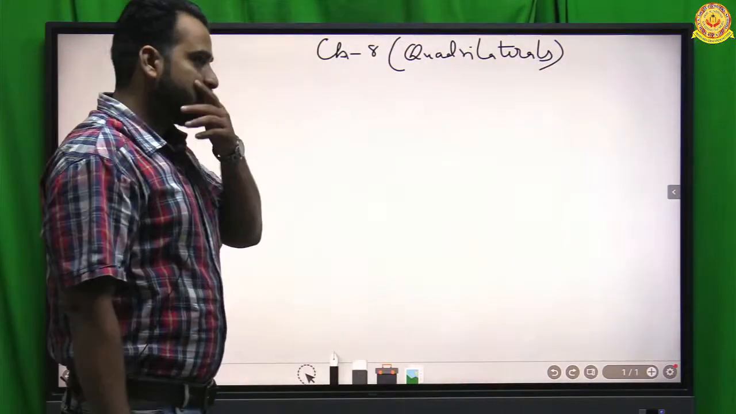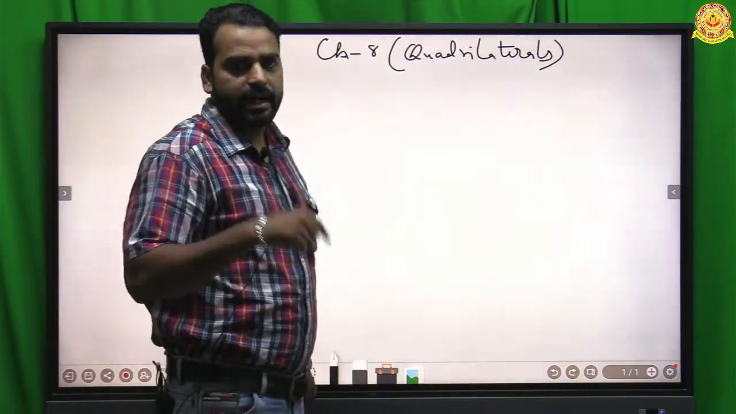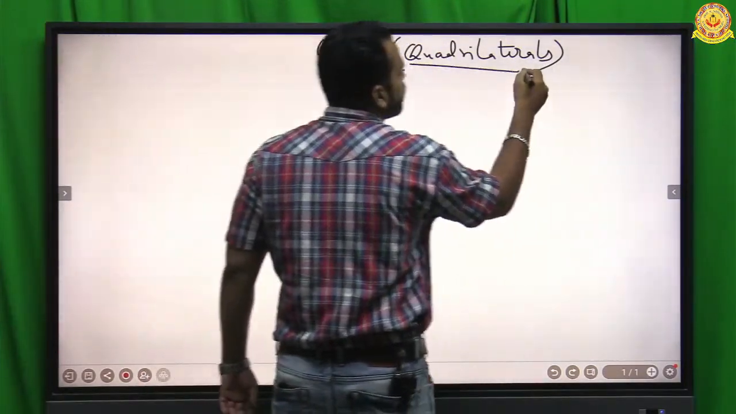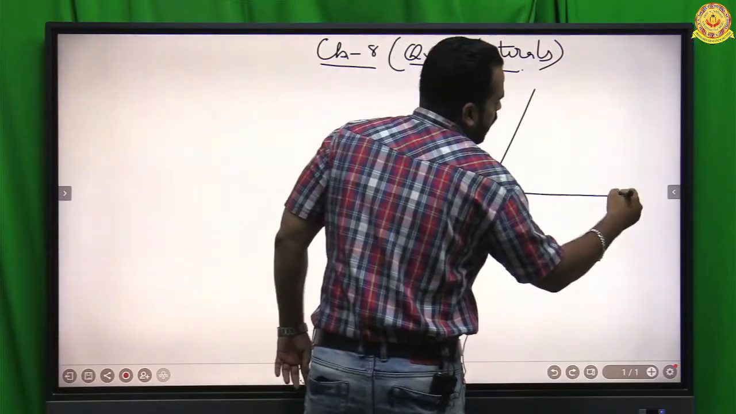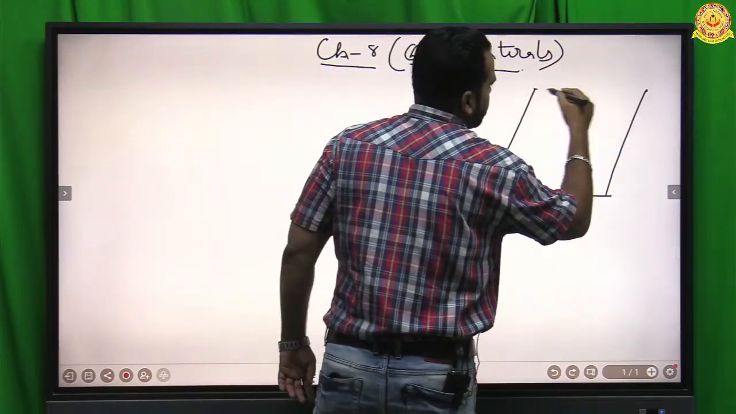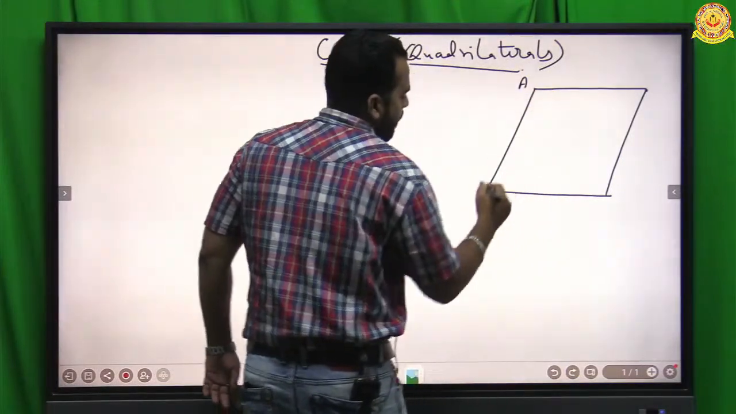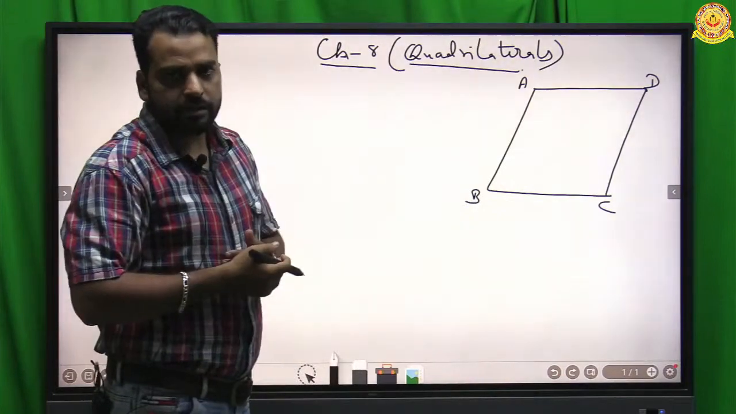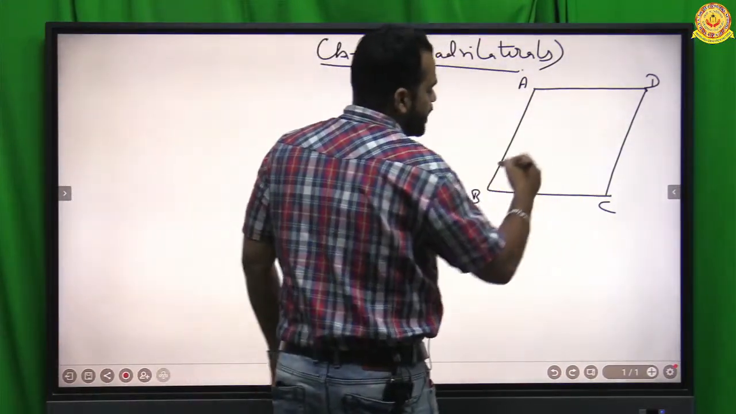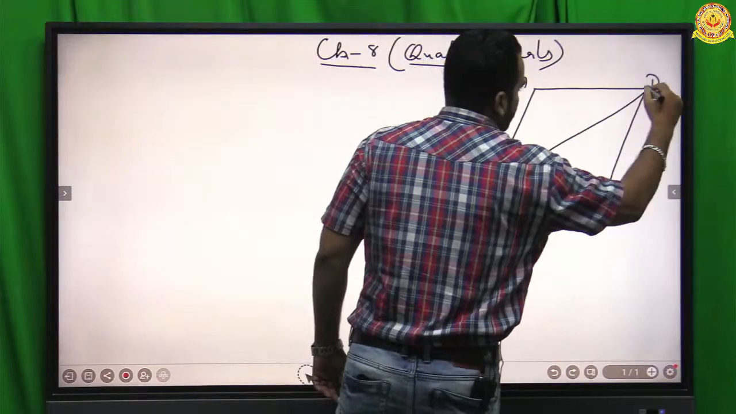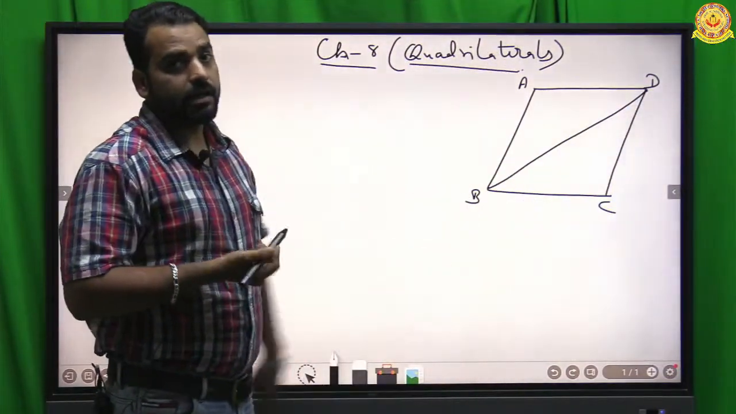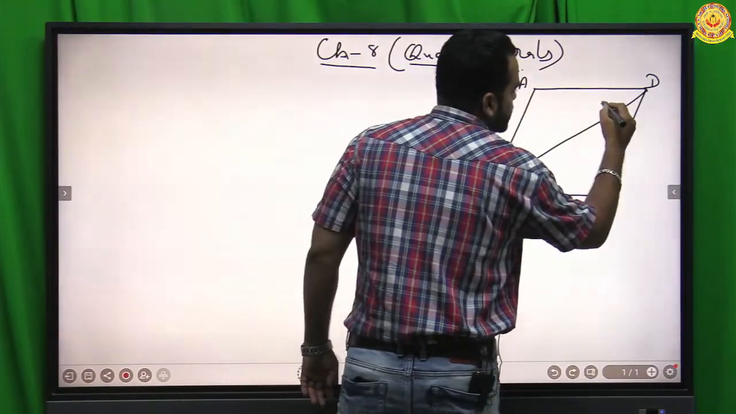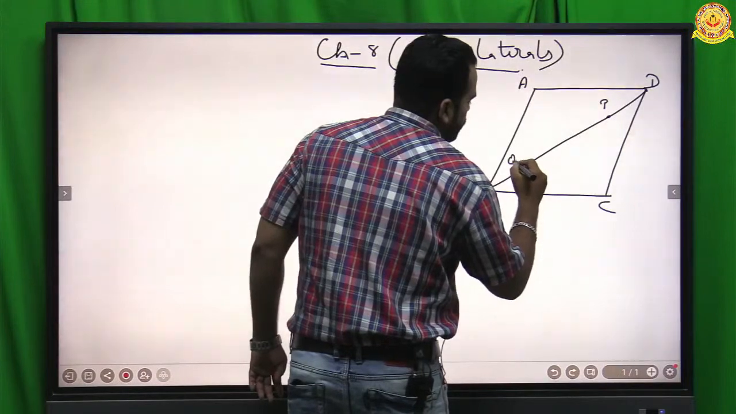Okay, so there are some different types of questions. Among those, one is very important. If you have a parallelogram, we can give it any name, like A, B, C, D. ABCD is a parallelogram. And if you join B to D, BD is a diagonal, right? And there are 2 points on the diagonal, one is P and the second is Q.